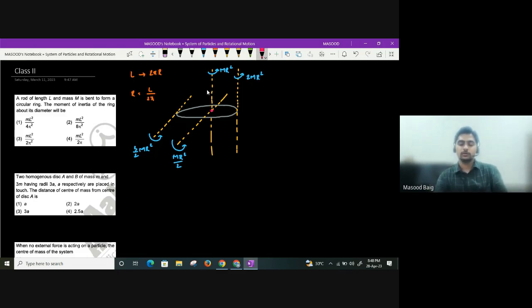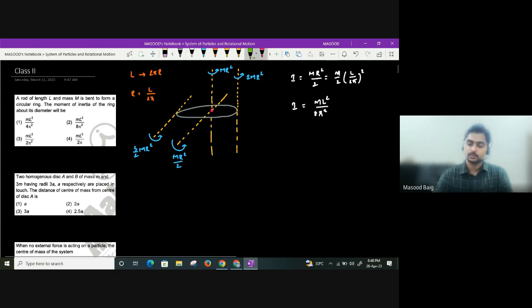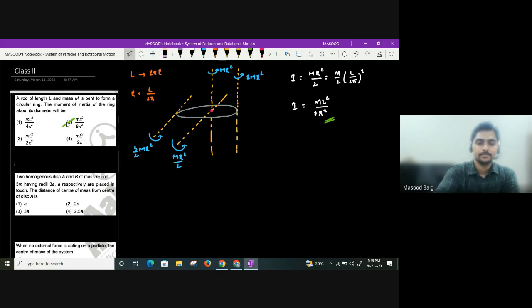Now they're asking what is the moment of inertia for the ring about its diameter. Definitely moment of inertia questions are very very important, guys. Mass will remain same. It is mr square by 2, as you all know. So I can write m by 2. What will the radius become? L by 2 pi whole square. So the moment of inertia will be ml square divided by 8 pi square. Clear everyone? Understood all of you? Yes or no?